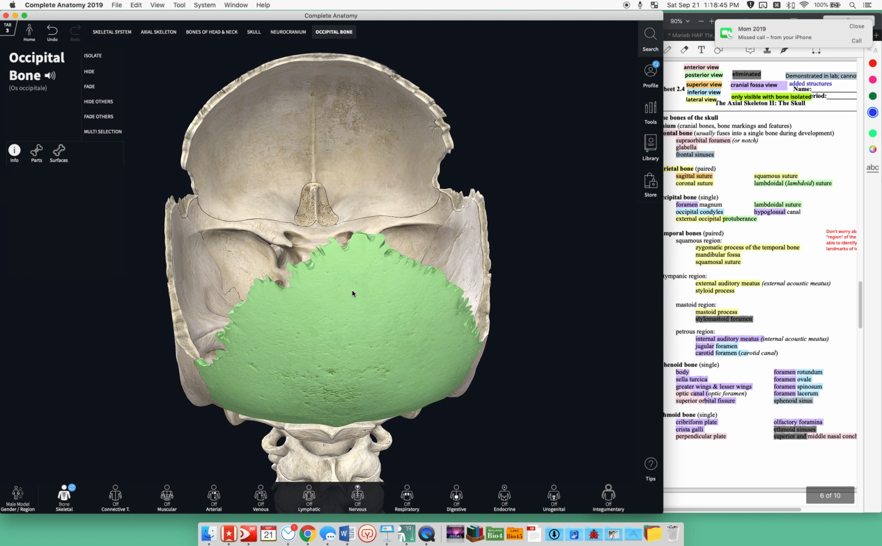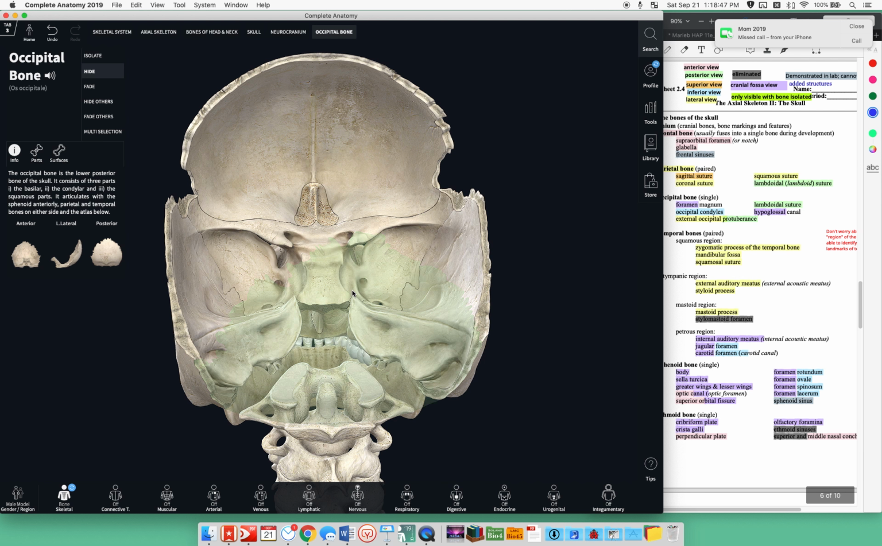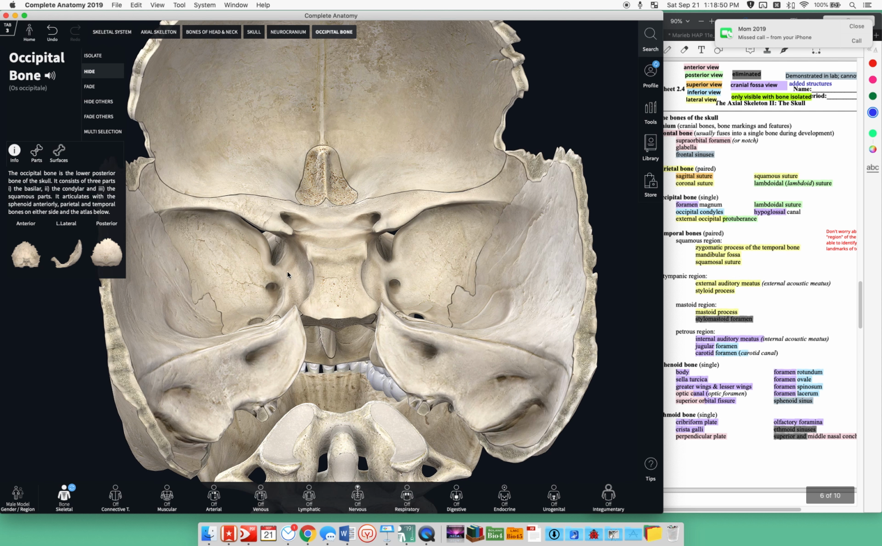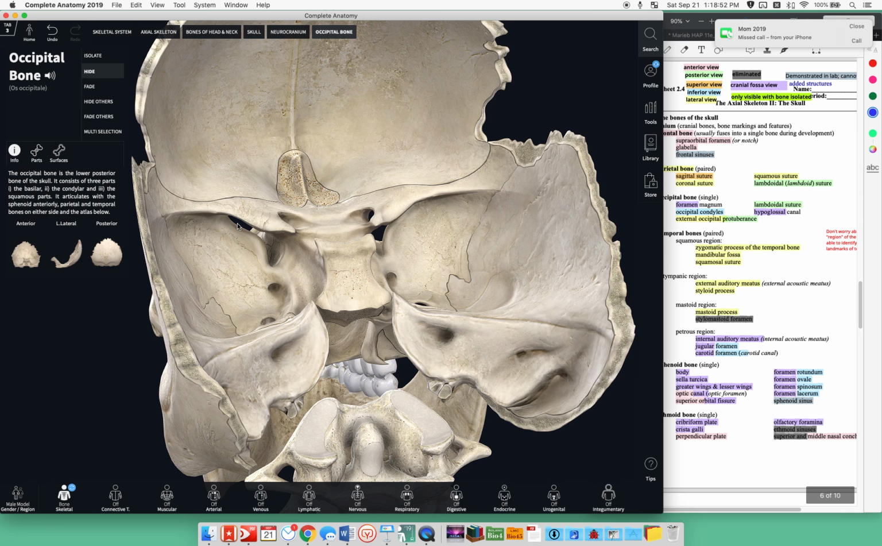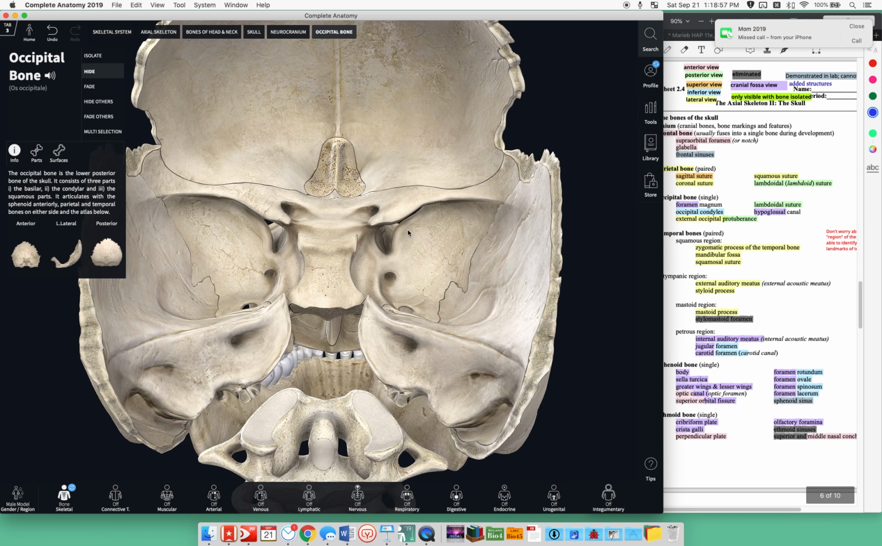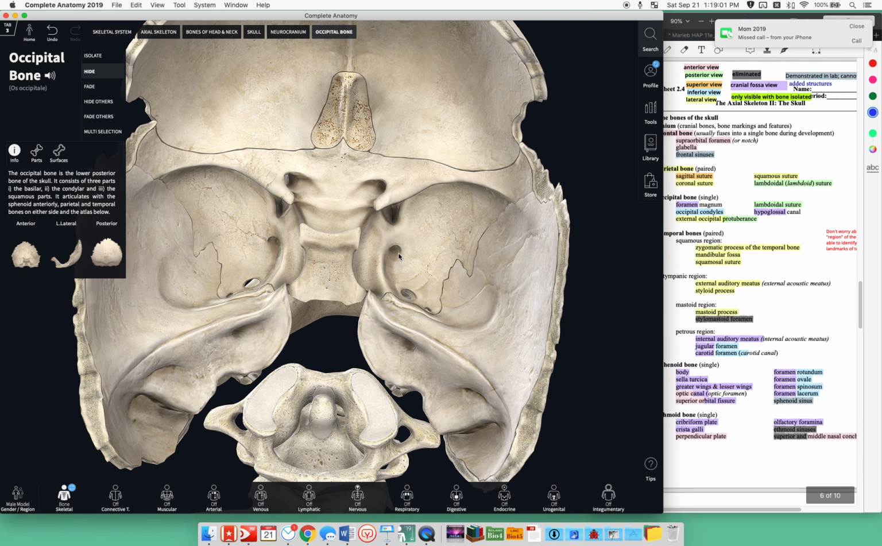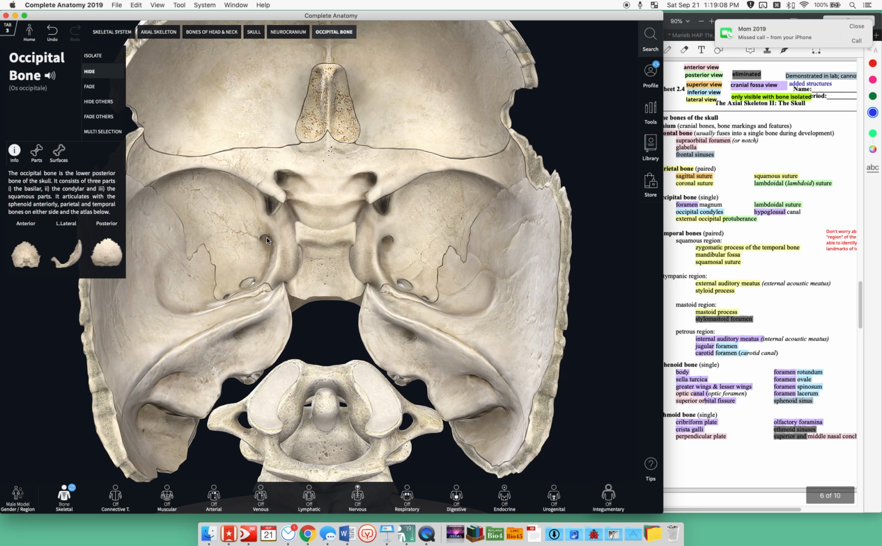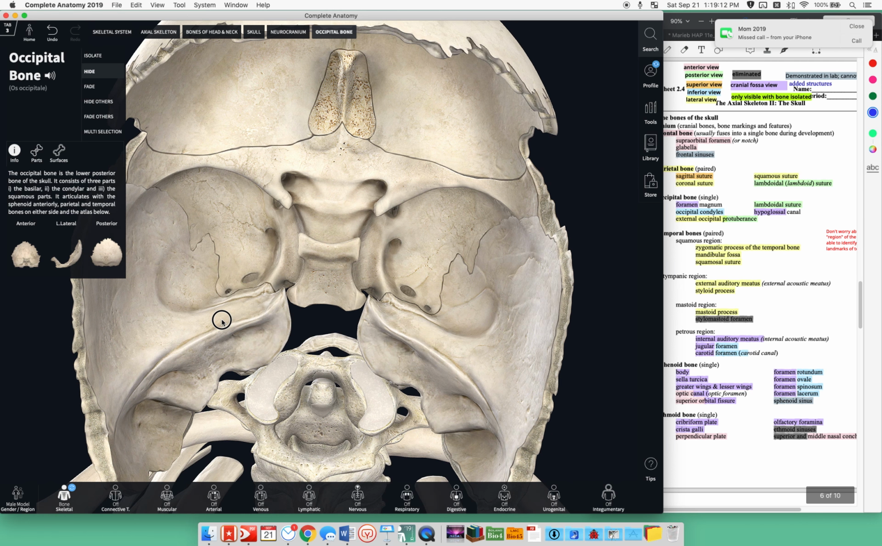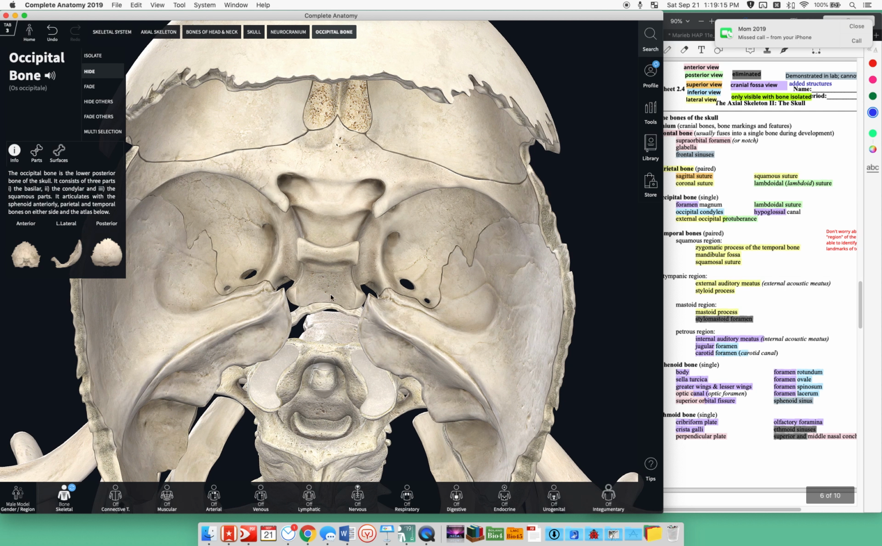I'm going to remove this for now as well. Here you can see the superior orbital fissures. Following this curved line backward, this is the foramen rotundum, foramen ovale, and foramen spinosum. Same on the left side: foramen rotundum, foramen ovale, foramen spinosum. And then medial to those, this is the foramen lacerum.